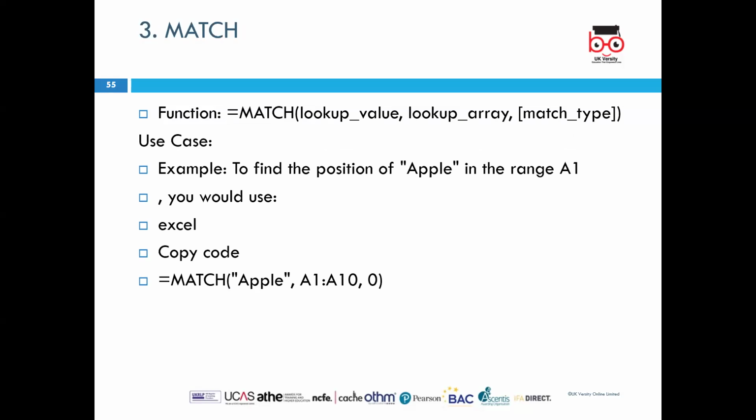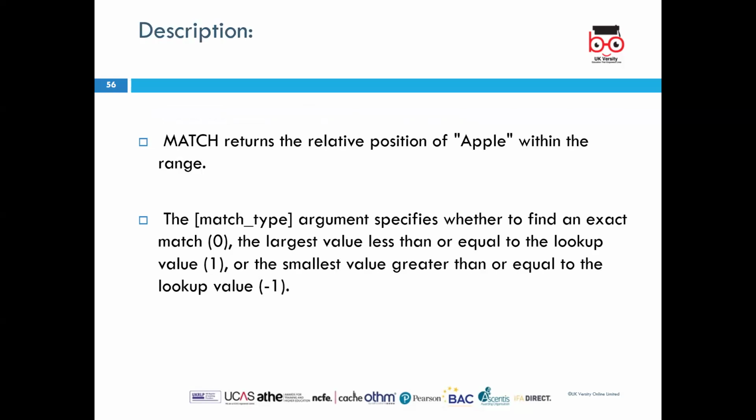So this function is used to find the position of Apple in the range A1. This is how the function would look. The match type argument will now specify whether to find an exact match 0, the largest value less than or equal to the lookup value 1, or the smallest value which is greater than or equal to the lookup value.